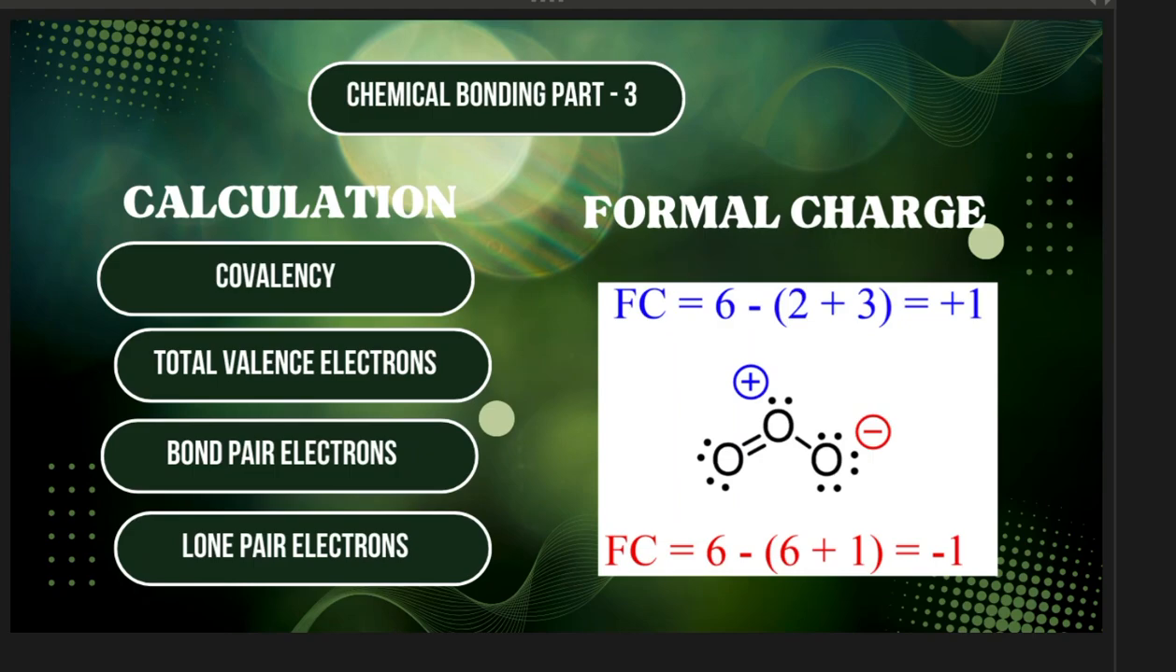But before that we should know about certain terms. So in today's video I'm going to cover those terms. This will include the covalency calculation, how to identify the covalency of the atom, and the total valence electron calculation, how to check the bond pair electrons, lone pair electrons, and also how to calculate the formal charges. All these topics are very important to exactly draw the Lewis structure of any molecule. Okay, so we'll begin with the covalency.